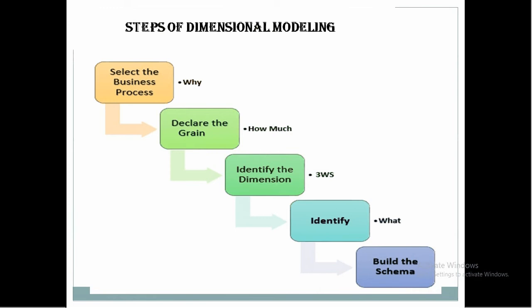The accuracy in creating your dimensional modeling determines the success of your data warehouse implementation. Here are the steps to create a dimension model. These are: identify business process, identify grain, identify dimension, identify fact, and build the schema. The model should describe the why, how much, when, where, who. 3Ws means when, where, who, and what of your business process.